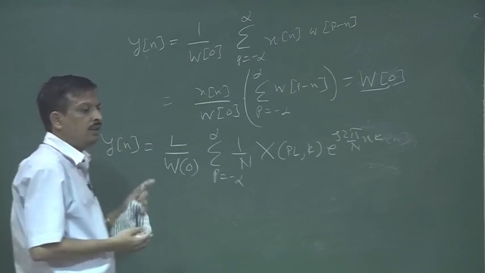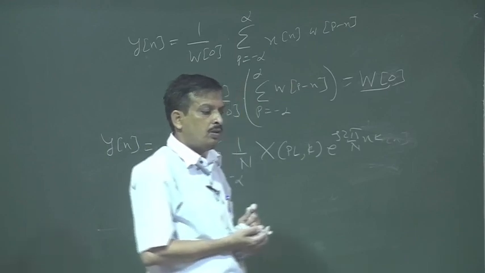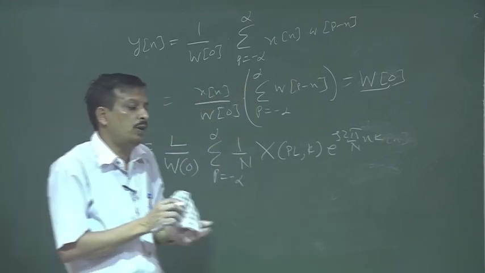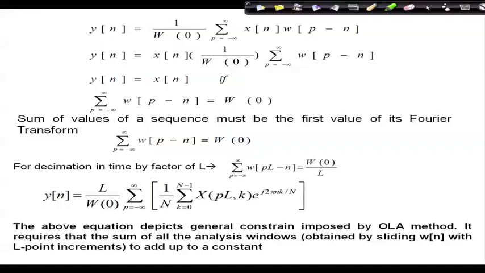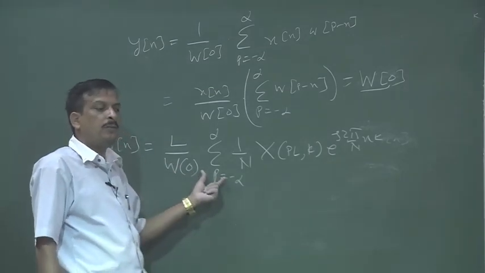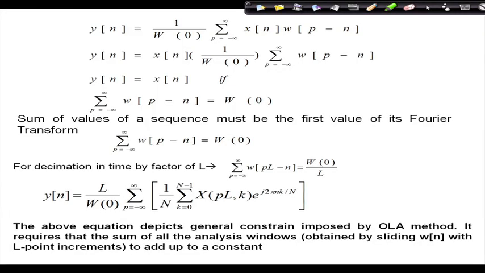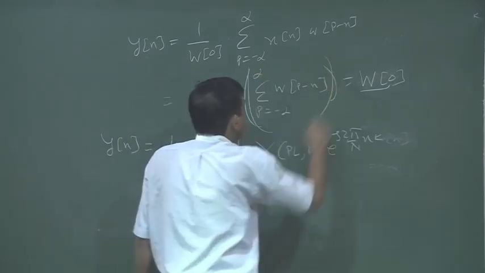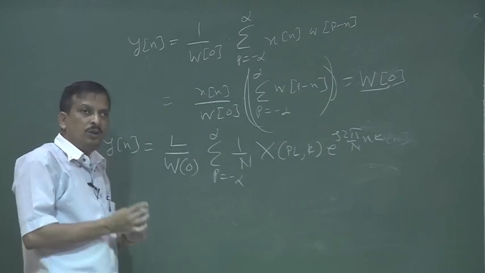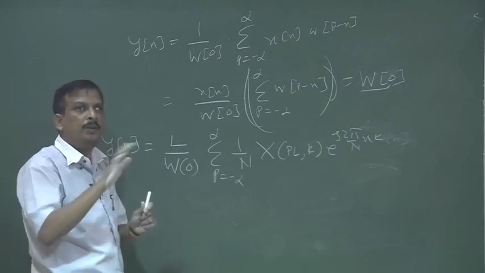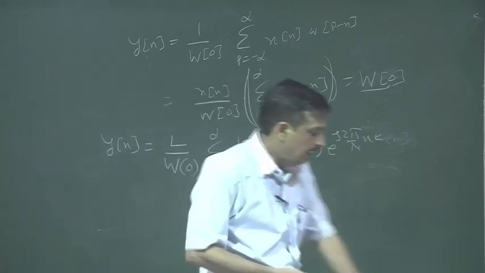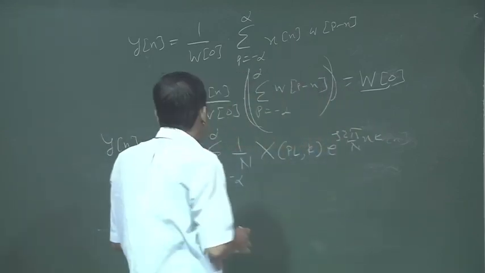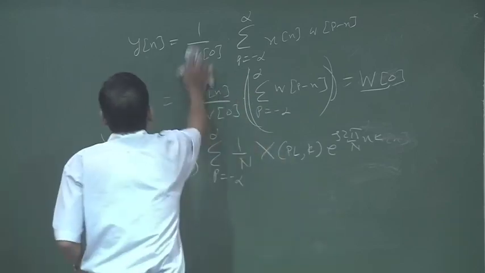Now, what is the constraint imposed by the OLA method in the above equation? It requires that the sum of all synthesis windows obtained by sliding w of n with L point increments add up to a constant. So the sum of all analysis windows shifted by L samples must give a constant.